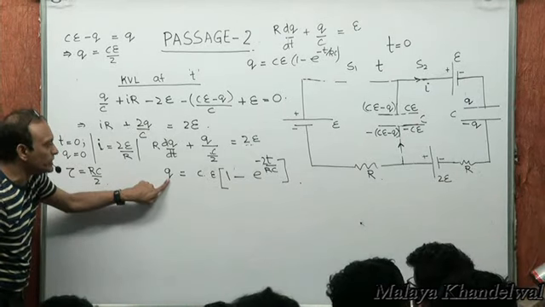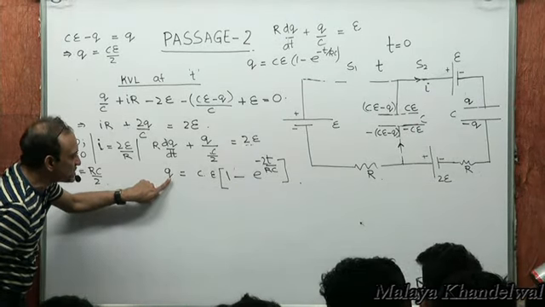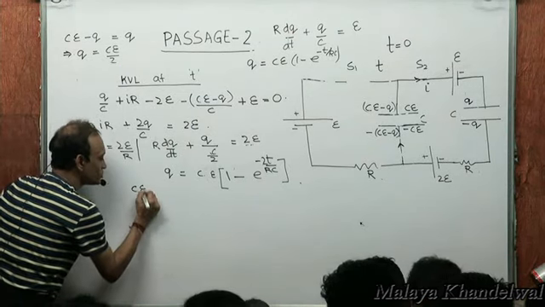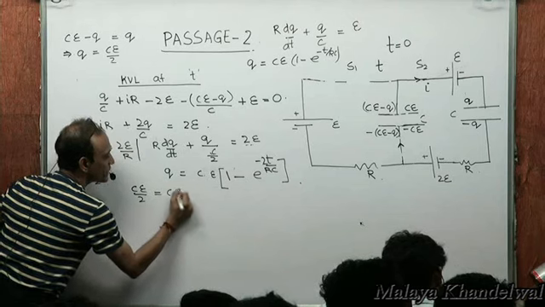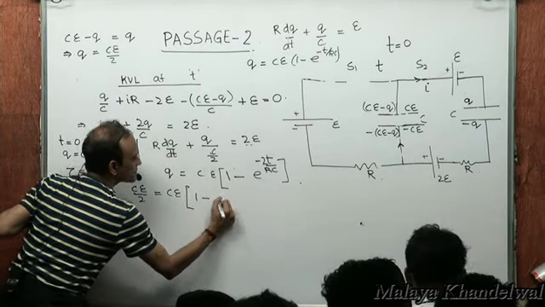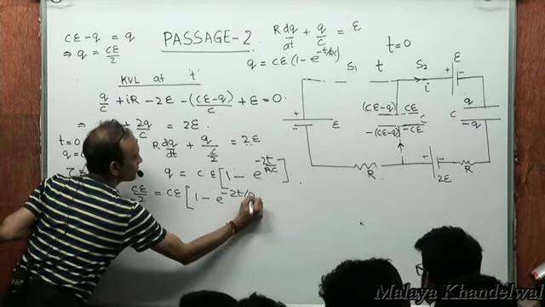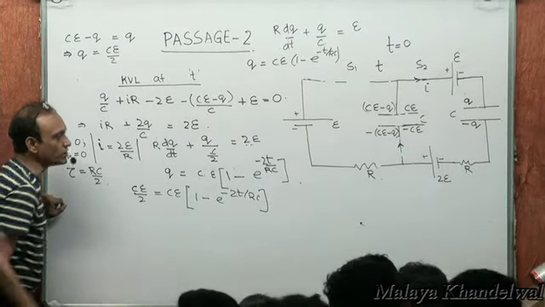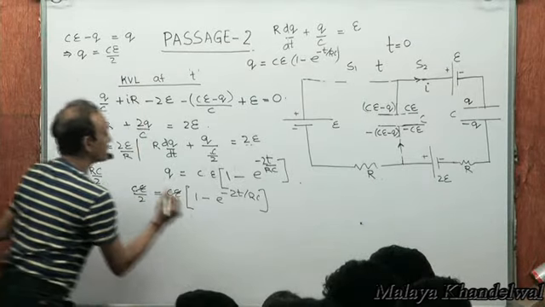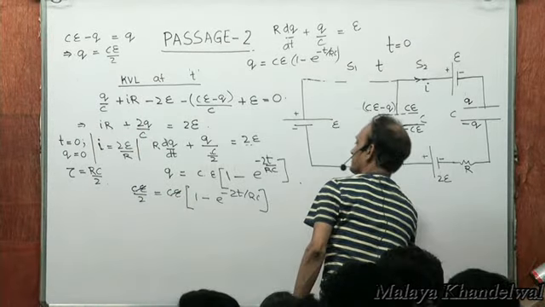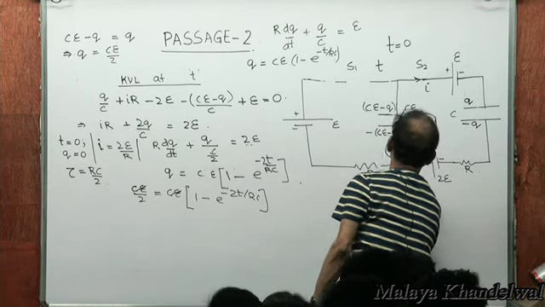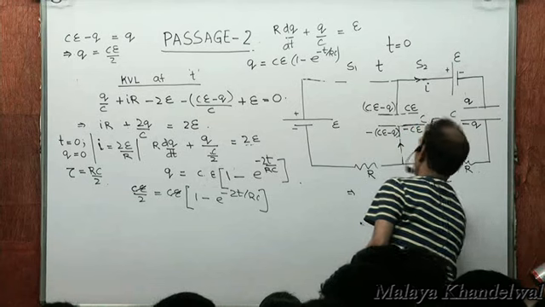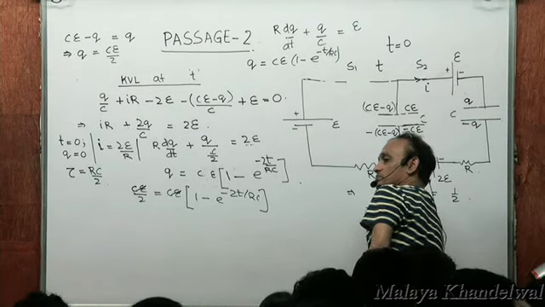That means all that I want to do is find the instant when Q becomes C epsilon by 2. So let's plug in Q equal to C epsilon by 2 equal to C epsilon into 1 minus e to power minus 2t by RC. I need to solve for t. So this C epsilon will get cancelled, and then I have e to power minus 2t by RC equals half, and I take logarithm of both sides.